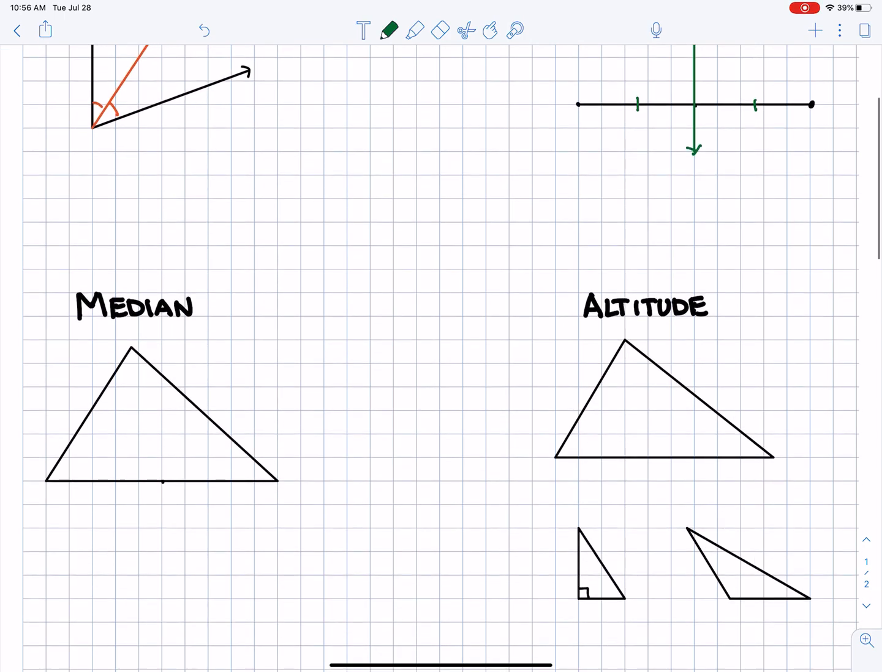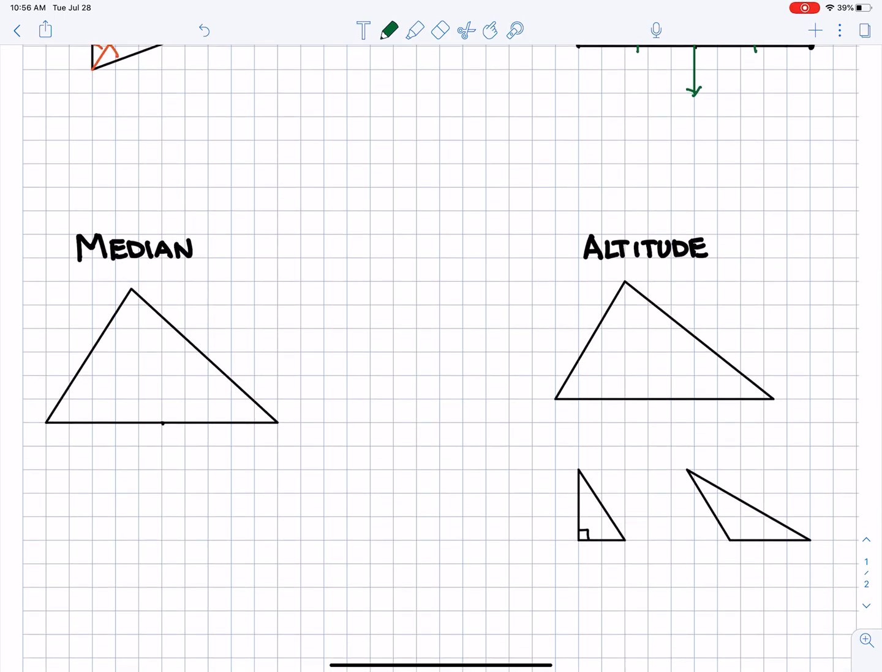Okay, when we get to the median, we first need to review midpoint, because a median is a segment that has an endpoint at the vertex of the triangle and the midpoint of the opposite side. So if we're going to talk about this as our vertex, then we need to find 1, 2, 3, 4, 5, 6, 7, 8, 9, 10. We need to find the midpoint of the opposite side. And then the median is the segment that you draw between those 2 points.